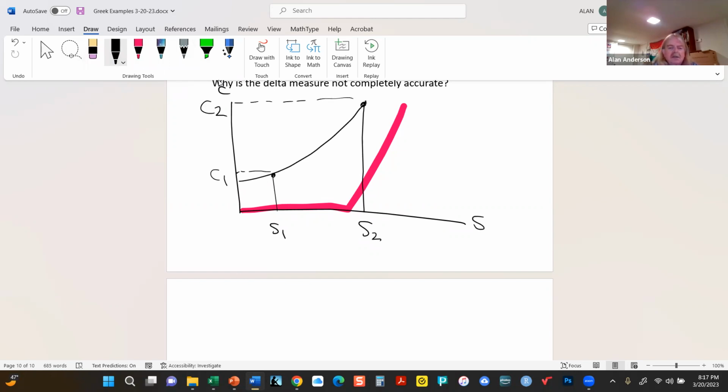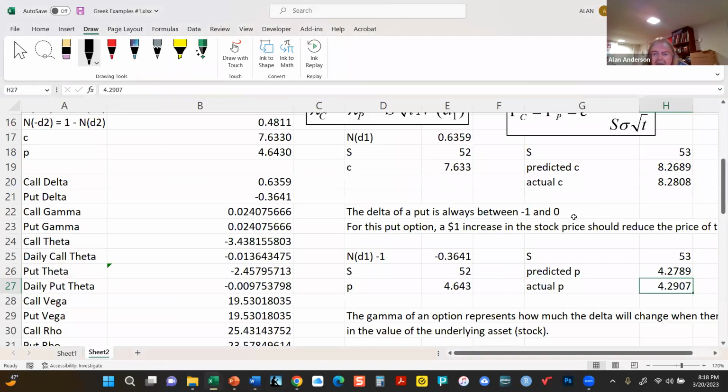Using the delta to predict the new price means here's what you're actually doing. I'm defining a straight line. So in other words, what you're seeing here is the predicted C2 using the delta measure, because I'm using a straight line to approximate a curve. That is the holdup right there. Right there is the problem. So you can see the predicted is too low. And so you can see here, same thing, the predicted call is too low.